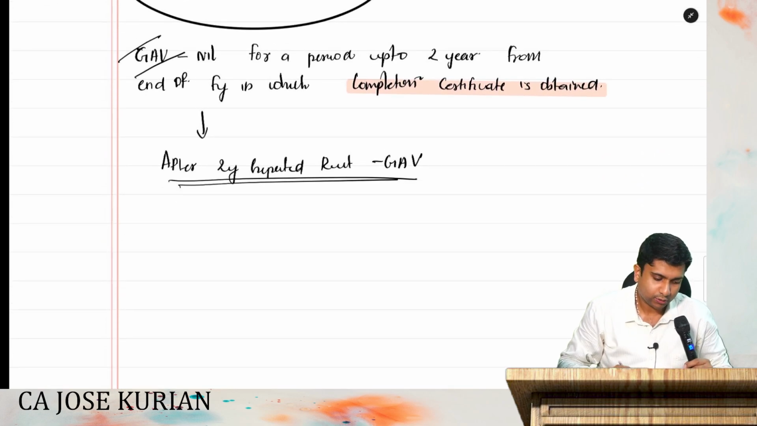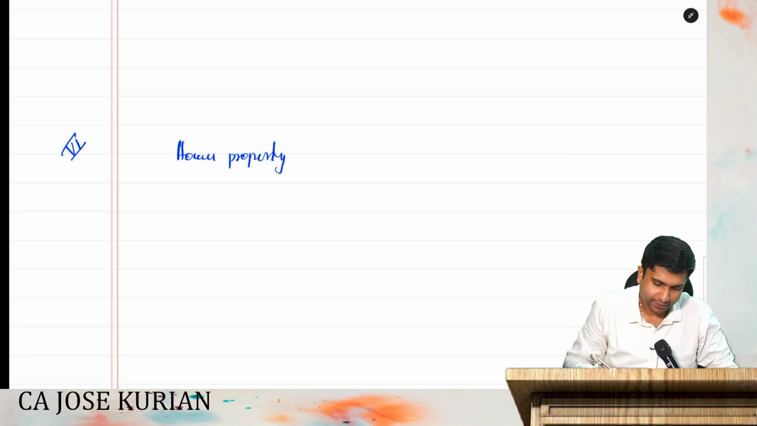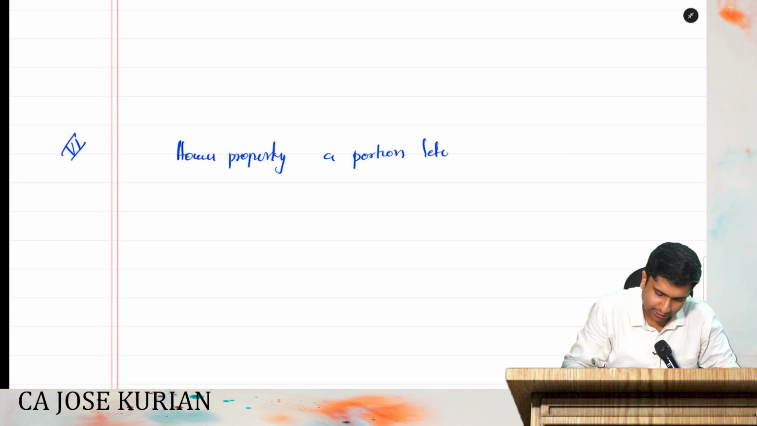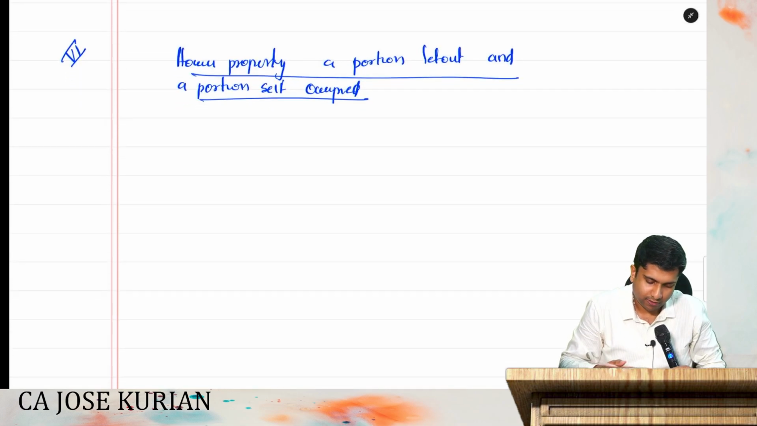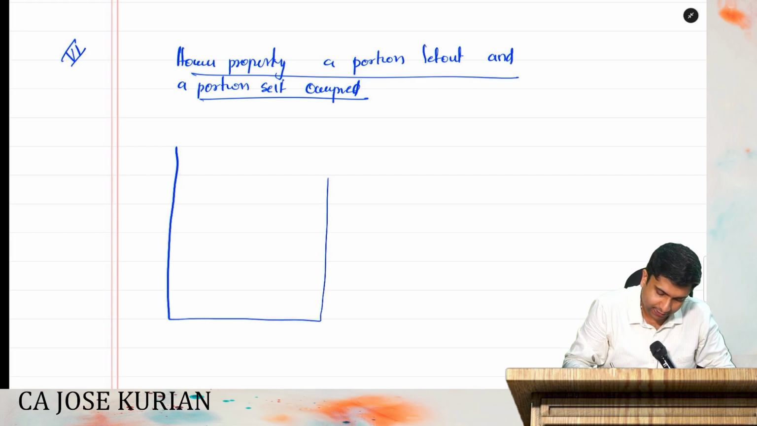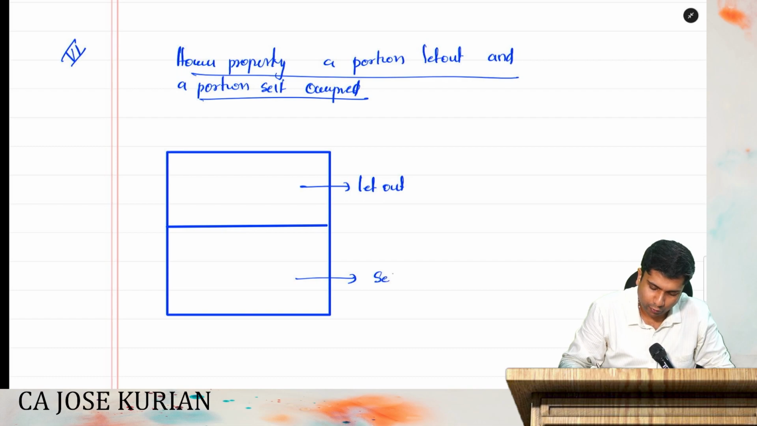Moving on to the sixth type of property, that is house property, a portion let out and a portion self-occupied. What do you mean by a portion let out and a portion self-occupied? Say, for example, listen here, say this is a house property. It has 2 floors. First floor let out. Then ground floor self-occupied.